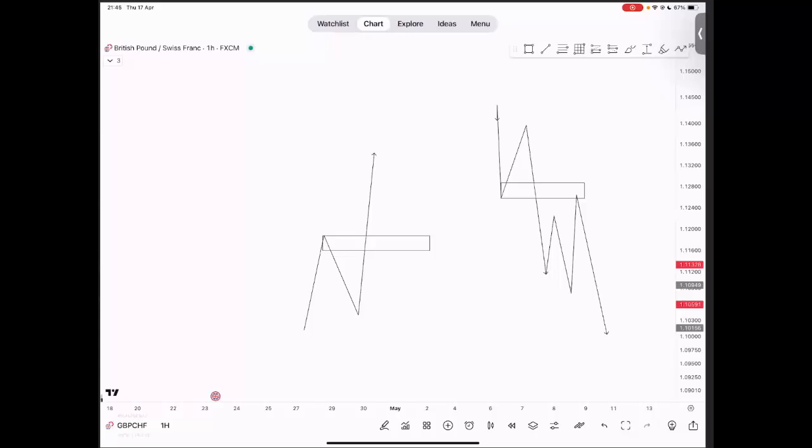Your mitigation block should look just like this. There should be a form of inducement before price mitigates that mitigation block. It may not necessarily break structure. It could be something just like this, something just engineered. Let's say something like this, right? And then price mitigates and sells. But there should be a form of inducement before the mitigation block.